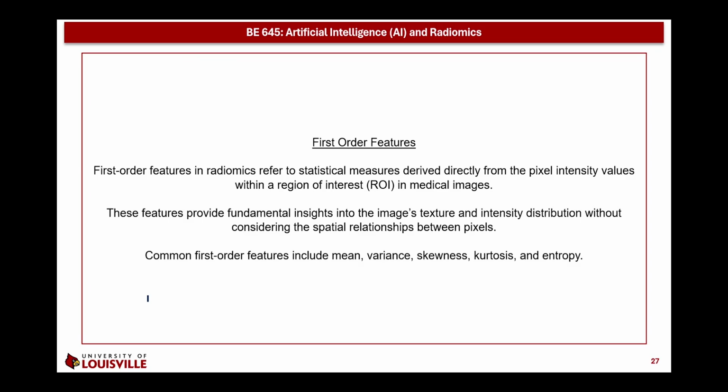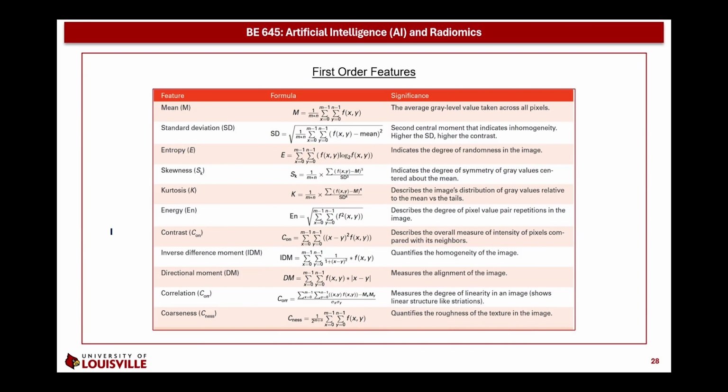the different pixels. There are many common first order features such as mean, variance or standard deviation, skewness, kurtosis, and entropy. This table here defines the different first order features with the different formulas and the significance of each of them. For example, the mean here performs a summation on the whole image, and as we are dealing with a 2D matrix, there are 2 summations, and then taking the average by dividing by m multiplied by n, which means the number of columns by the number of rows.